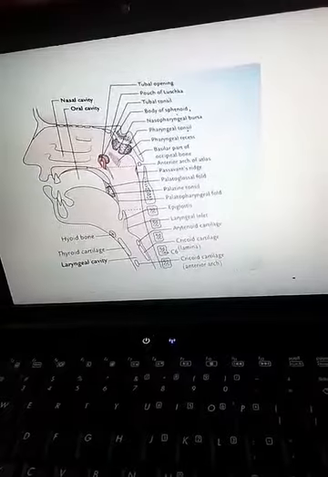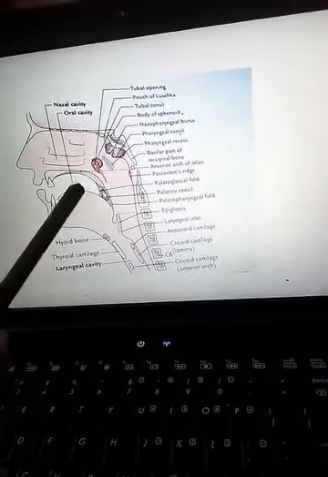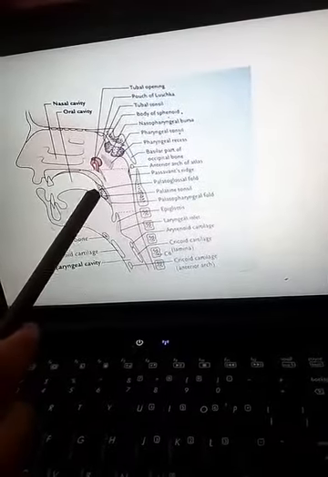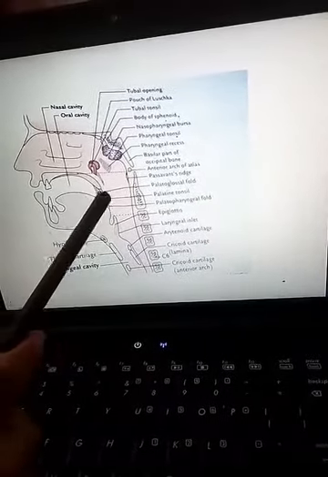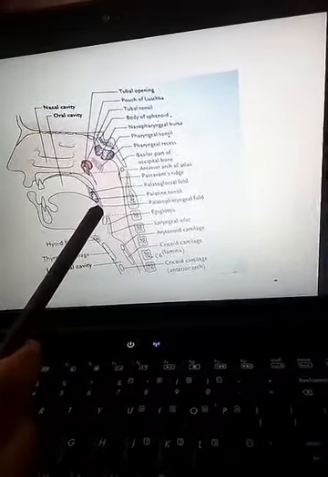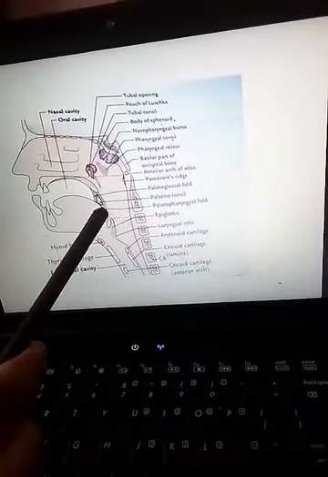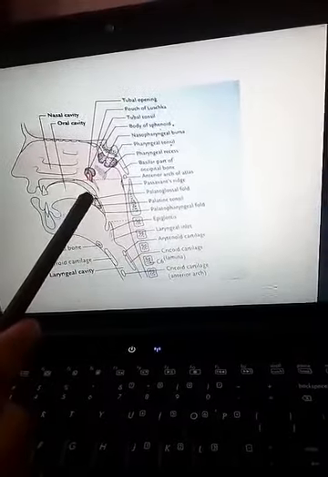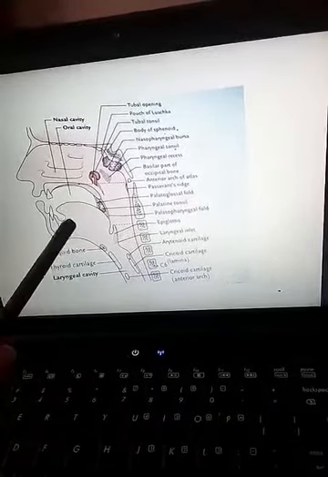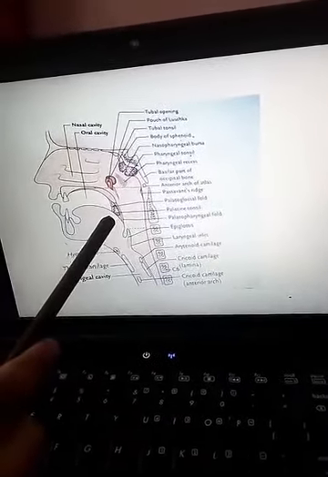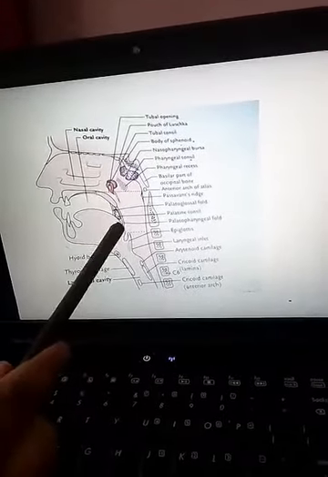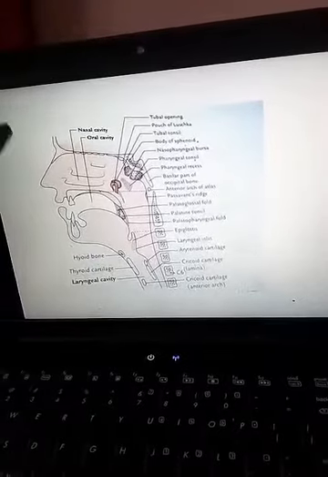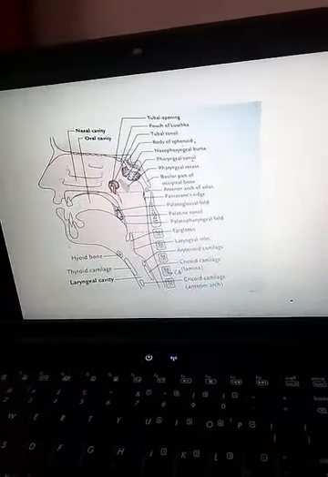Now the boundaries of the triangular fossa. Anteriorly is the palatoglossal arch containing the palatoglossus muscle, and posteriorly is the palatopharyngeal arch containing the palatopharyngeus muscle. The apex is towards the soft palate where both arches meet, and the base lies on the dorsal surface of the posterior one-third of the tongue. On the lateral wall lies the superior constrictor muscle.